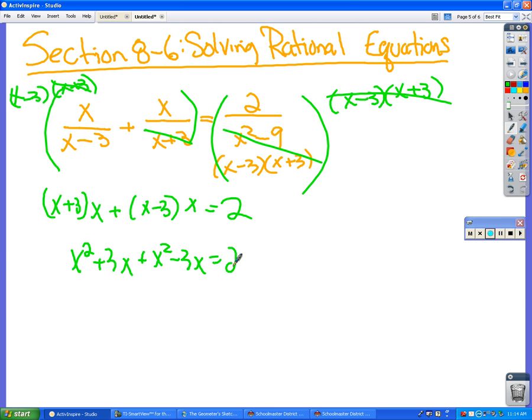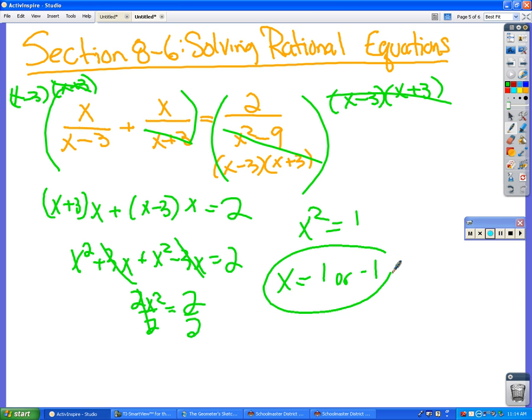And that equals 2. Combine like terms. So the 3x's cancel. That gives me 2x squared equals 2. Divide both sides by 2. X squared equals 1. Be careful. Plus or minus 1. Okay? 1 or negative 1. Two different things. All right?